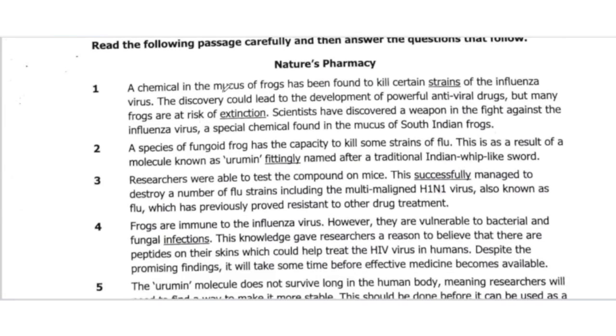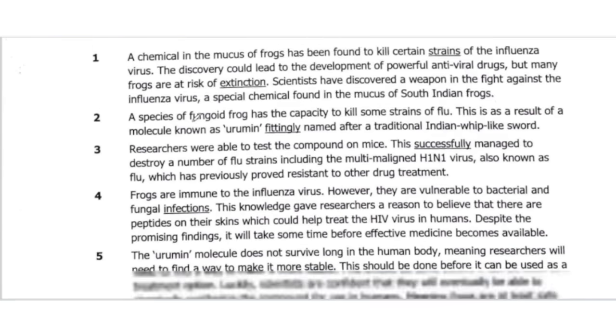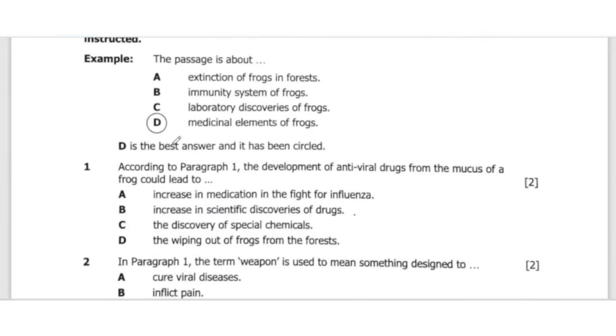A chemical in the mucus of frogs has been found to kill certain strains of the influenza virus. The discovery could lead to development of powerful antiviral drugs, but many frogs are at risk of extinction. Scientists have discovered a weapon in the fight against the influenza virus, a special chemical found in the mucus of South Indian frogs. Okay, so now we go to question number 1. According to paragraph 1, the development of antiviral drugs from the mucus of a frog could lead to. So the correct answer is B.